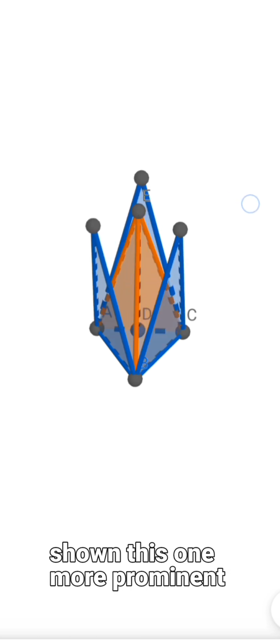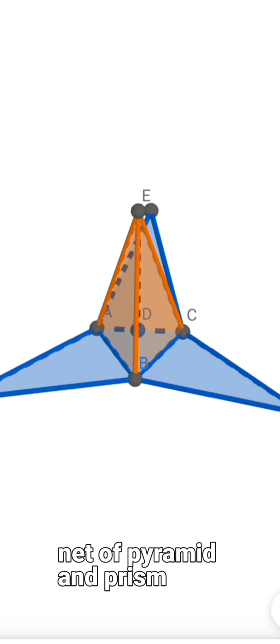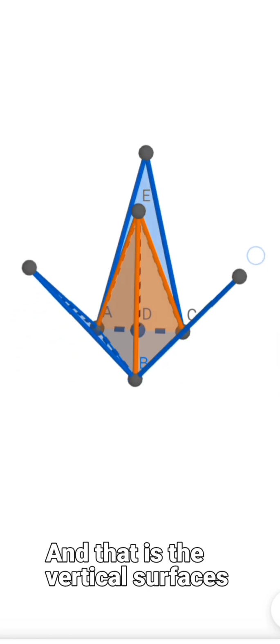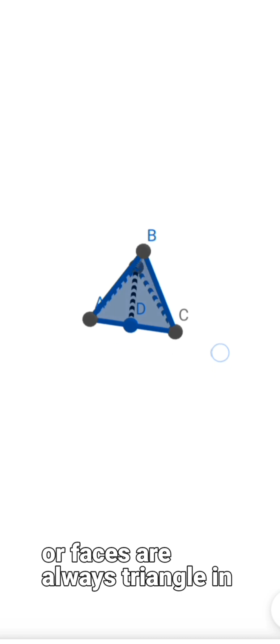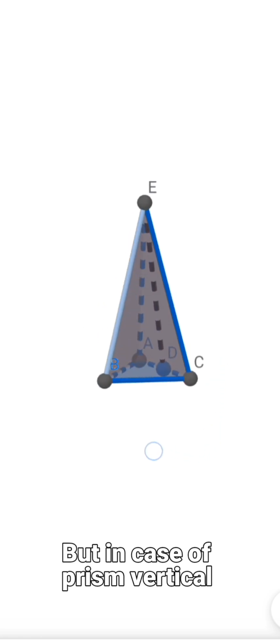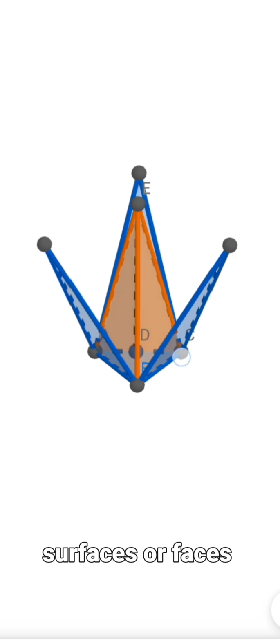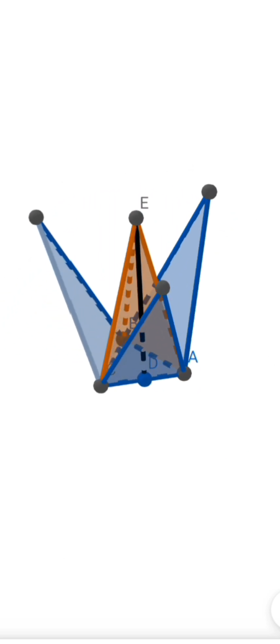One more prominent difference which you can see in the net of pyramid and prism, and that is the vertical surfaces or faces are always triangles in case of a pyramid. But in case of prism, vertical surfaces or faces are always parallelograms.